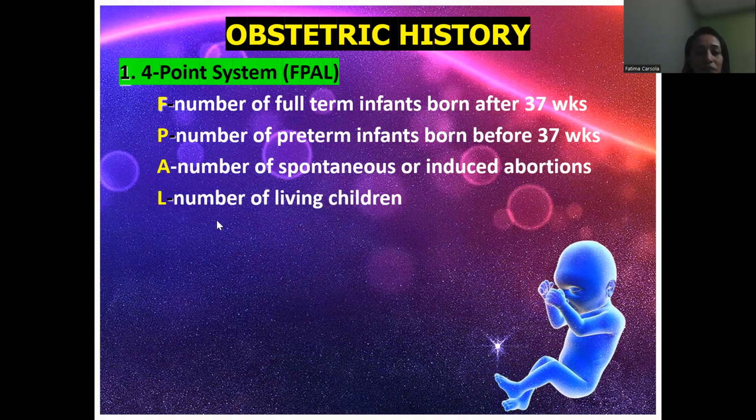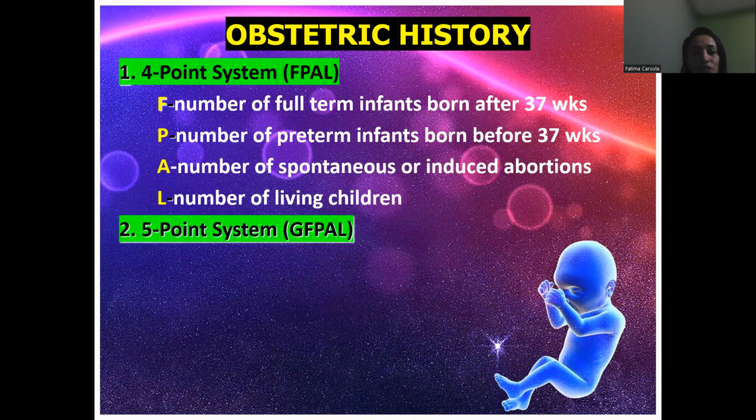We have here the number of living children, letter L. But in the board exam, for the number of living children, for example, the mother came to the hospital for check-up and she has 5 children, but only 4 are alive because one died. The number of living children is 4. The number of living children pertains to the children alive at the moment when the mother seeks consultation.